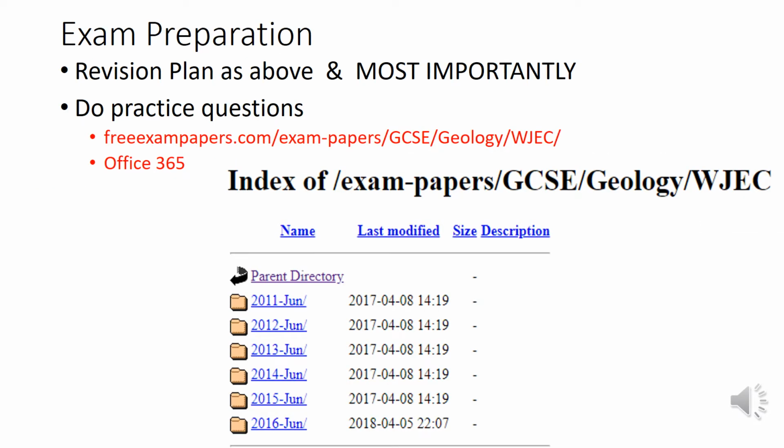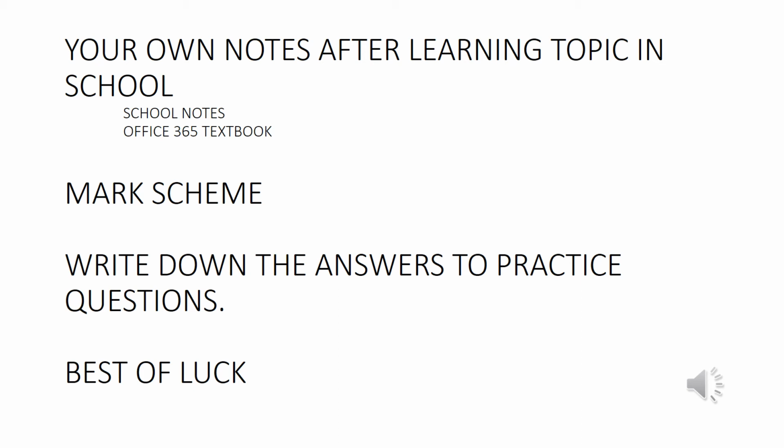Some additional points for exam preparation include the revision plan as above, and most importantly to do practice questions. And here I've got this resource called Free Exam Papers, and as you can see in the image, that has exam papers dating all the way back to the June of 2011. So this is a huge resource if you want to do a lot of practice questions. And where the examiner would give you a mark, at that point you can just write that down and then in the exam, you'll gain the mark.